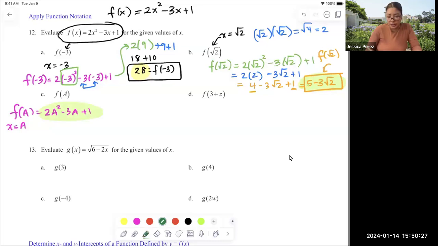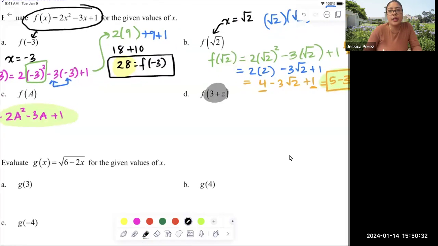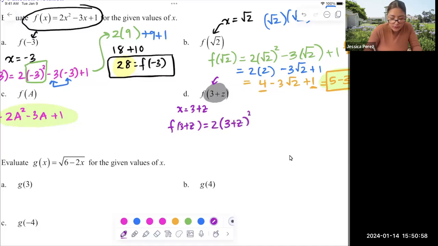Now D is a little bit complicated because wherever we see an x, we are going to plug in 3 plus z. So using a different color, let me go with the purple. So now x is going to be 3 plus z. So f of 3 plus z is going to be equal to 2 times 3 plus z, the whole thing squared, minus 3 times 3 plus z plus 1.